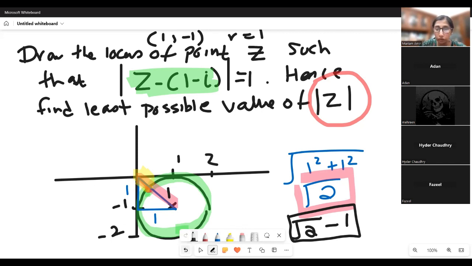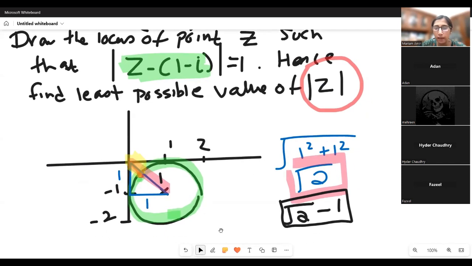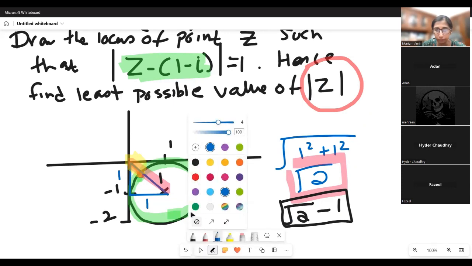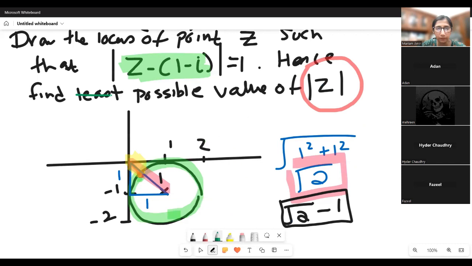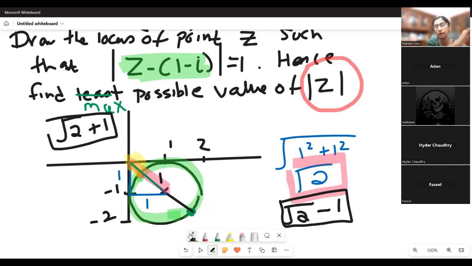What if the question was, hence find the maximum possible value of modulus of z? Maximum, or the greatest possible value of modulus of z. Then you would have to consider that point on this circle, which would have the greatest distance from the origin, which would be this point. So we already have this red length, which is square root of 2. All we need to do is add the radius to it. So that would be square root of 2 plus radius, plus 1. This is the maximum possible value of modulus of z.